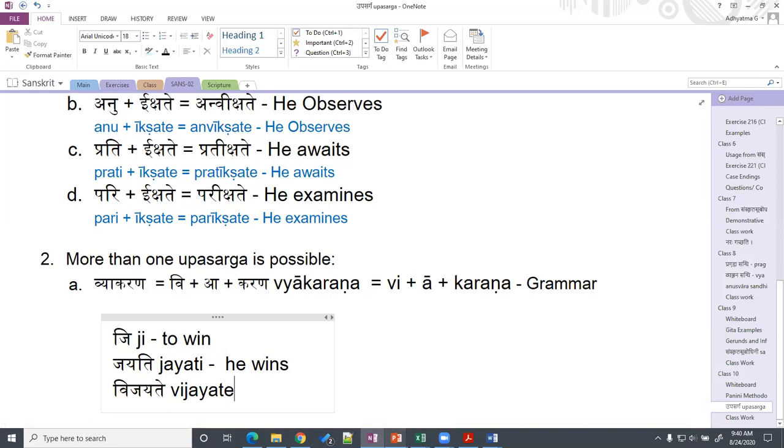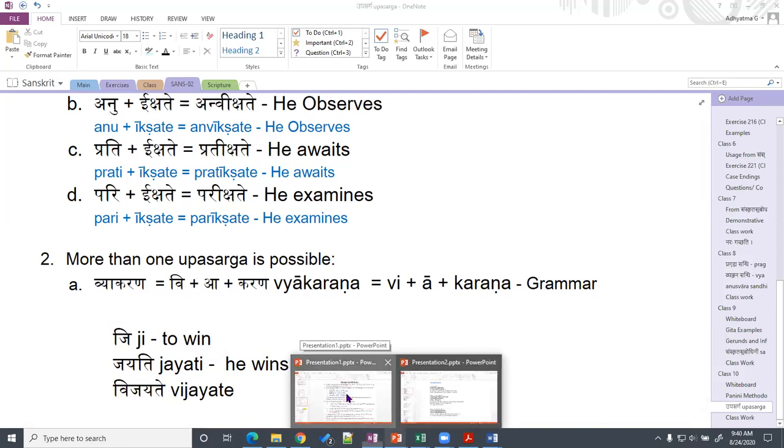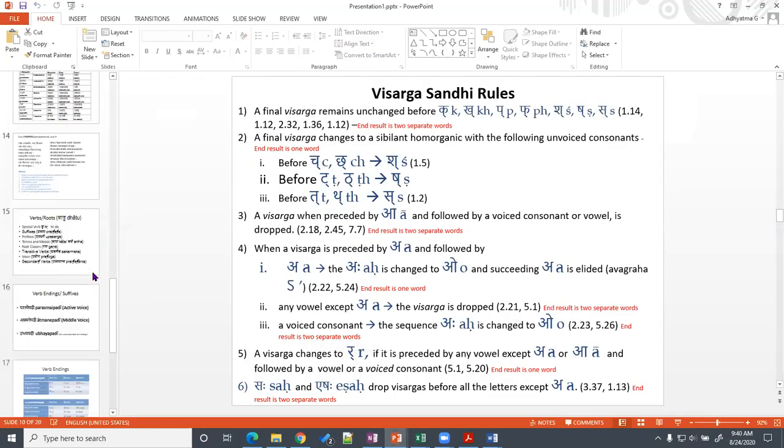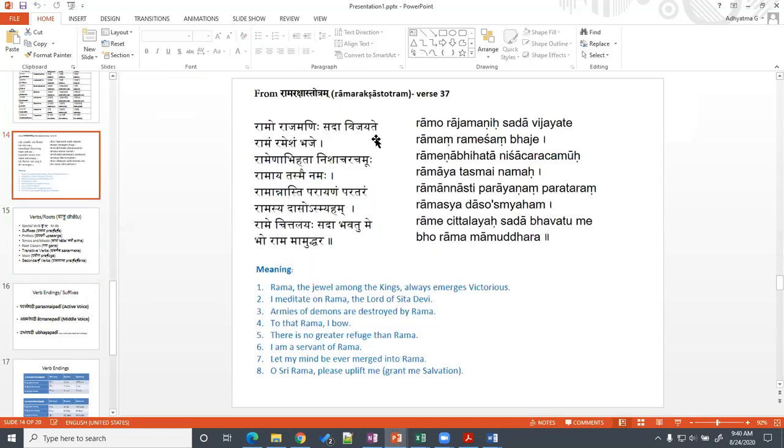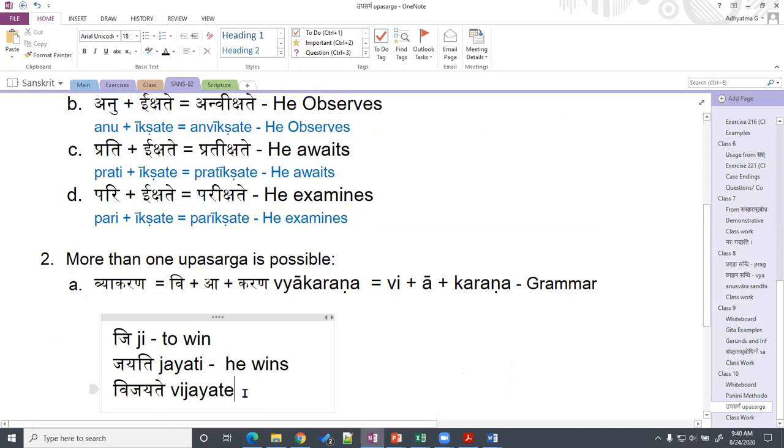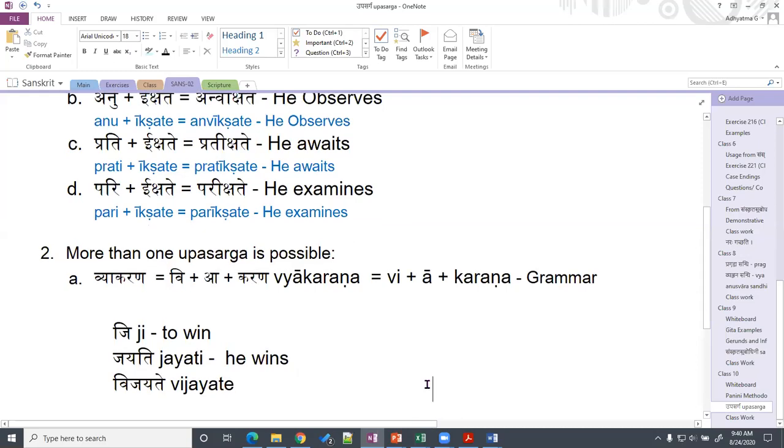Do you remember that prayer we were doing in Sanskrit course 1? Ramo Rajamani Sada Vijayate. This one. So that's how the Vijayate. The verb ji is jayati. But with the prefix, it changes into atmanepadi. So here it's parasmaipadi, here it changes into atmanepadi. This kind of change may happen, not very common, but it may happen in some cases.